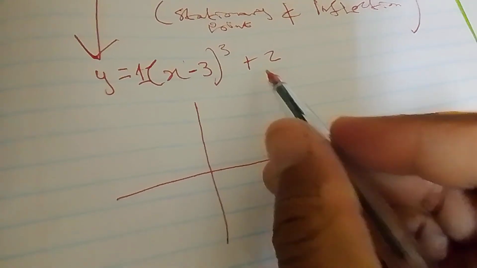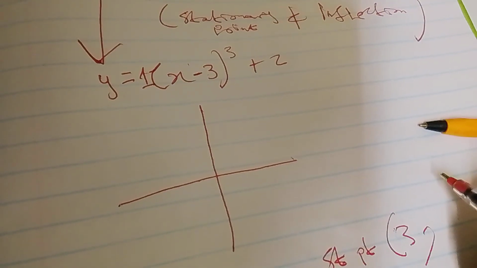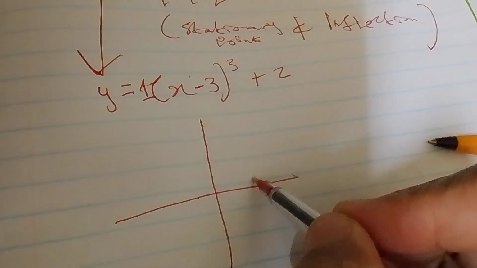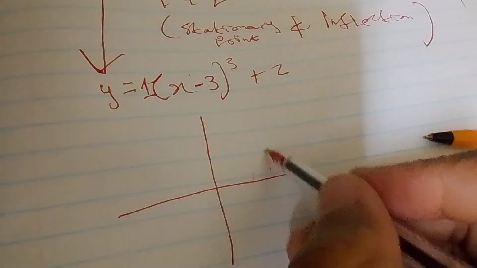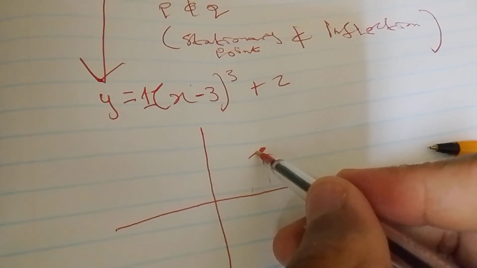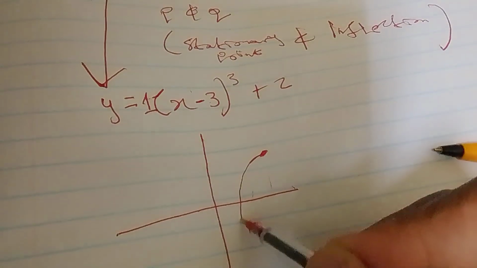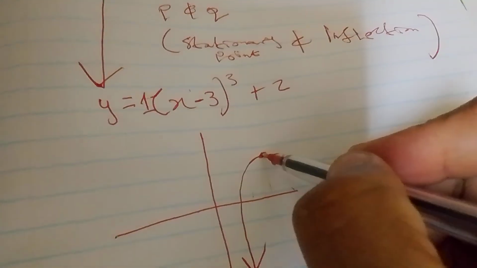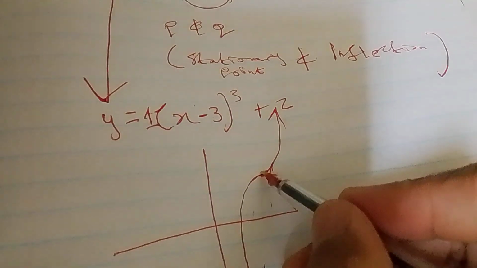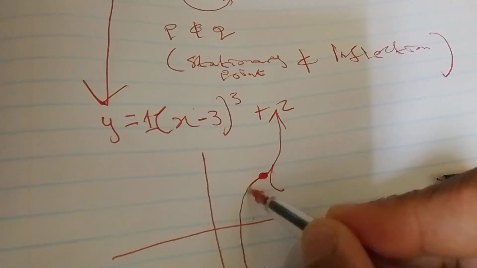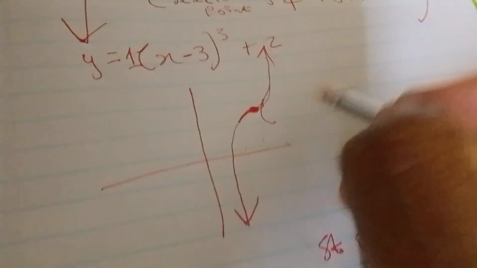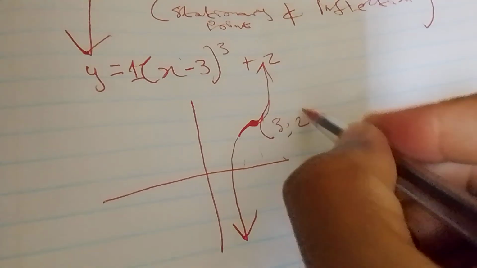of y in this case is 2. So this point will be turning somewhere around here, so you'll have something like this. This point is the stationary point where the graph turns. At the same time, it is where the graph changes concavity. So it's 3 and 2.